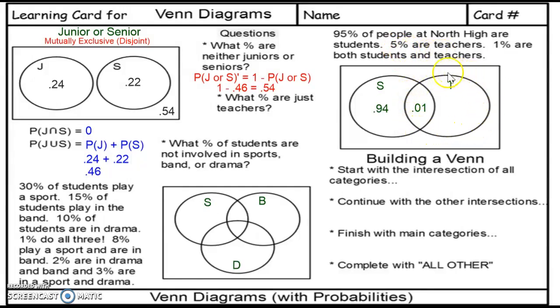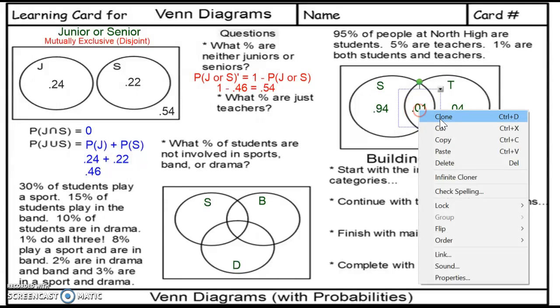It goes on to tell me that 5% are teachers. So everything inside of this circle has to add up to 5%. I already have 1% inside of the circle. So over here this part of the circle has to be 4%. Now everything inside the circle adds up to 5%. So if I have 94% here, 1% here, and 4% here, that adds up to 94 plus 1 is 95, 95 plus 4 is 99.